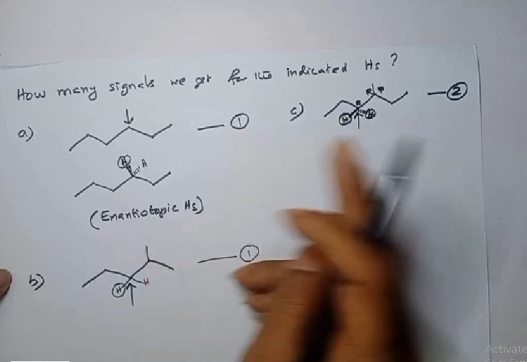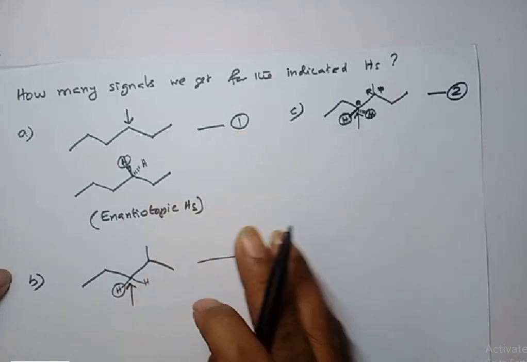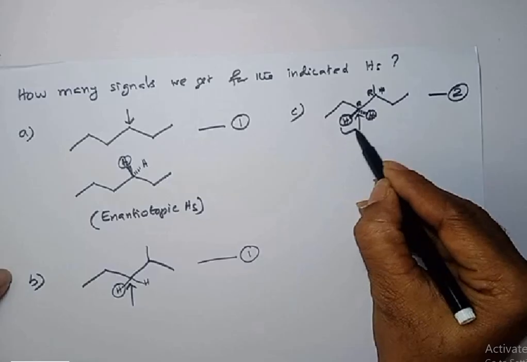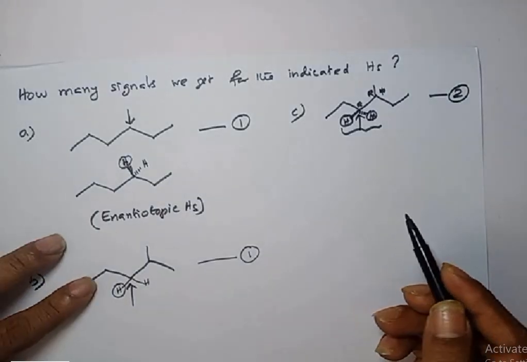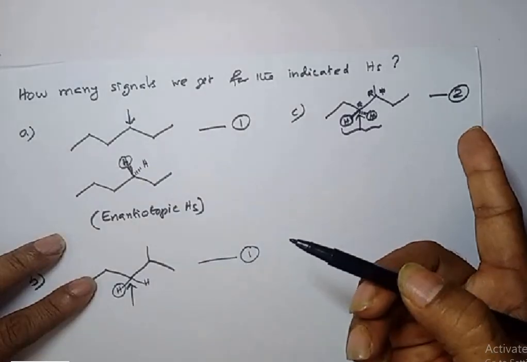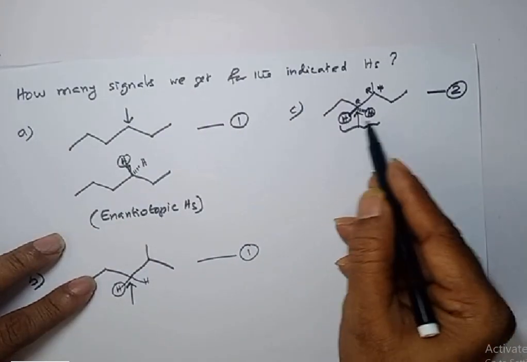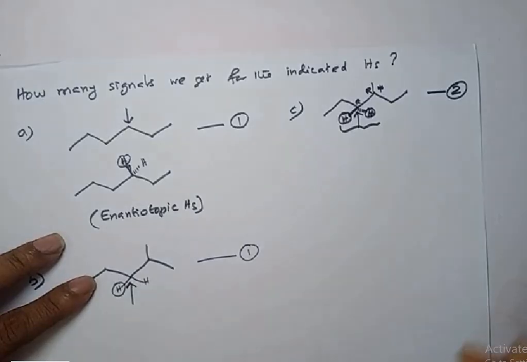See, one configuration is same, the other configuration is different, which means they are diastereomers. So the two hydrogens are diastereotopic hydrogens. Diastereotopic hydrogens are chemically non-equivalent, so they will give two signals. This hydrogen and this hydrogen, each one will give one signal, so we will get two signals.